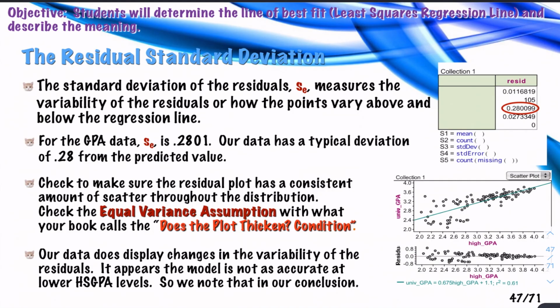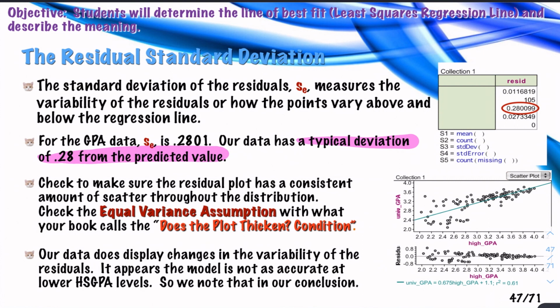So switching back again to the notes, if we're thinking about the residual standard deviation, the standard deviation of residuals, S sub e, measures the variability of the residuals, or how the points vary above and below our model. How far off is our predictions? So for the GPA data, S sub e, or the standard deviation of our residuals, or standard error, as some people say, is 0.2801, which means our data has a typical deviation of 0.28 from the predicted value. So we're above or below one standard deviation. Remember, standard deviation is a unit of measure above our line or below our line.